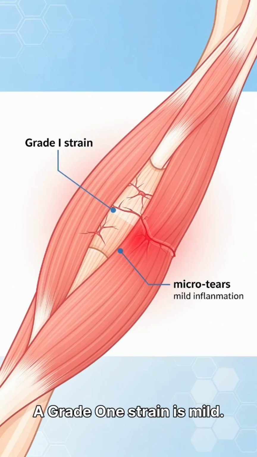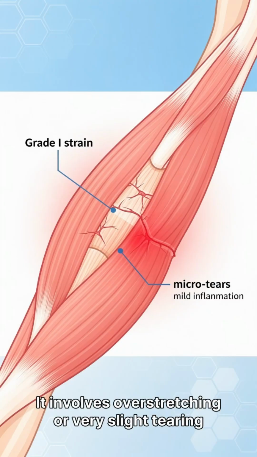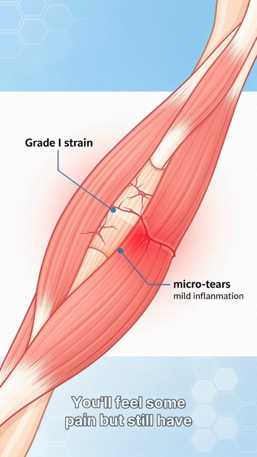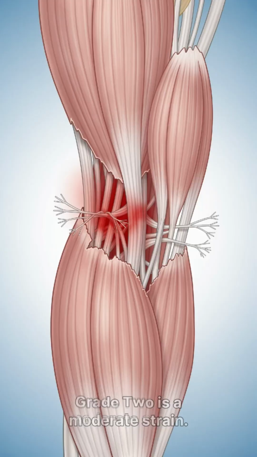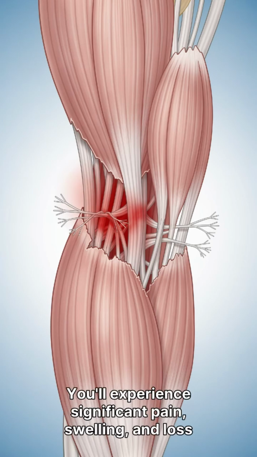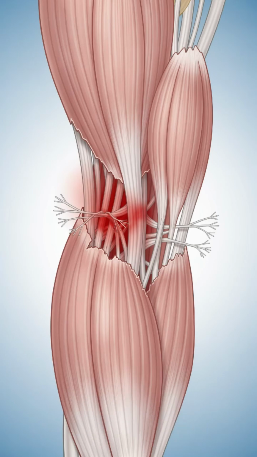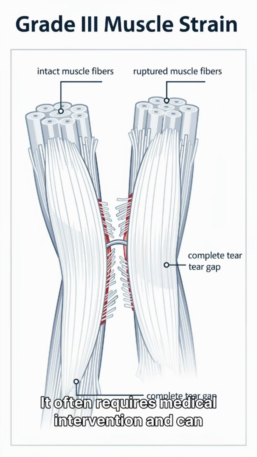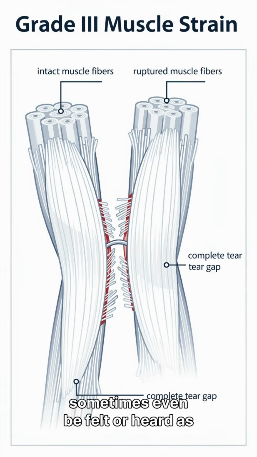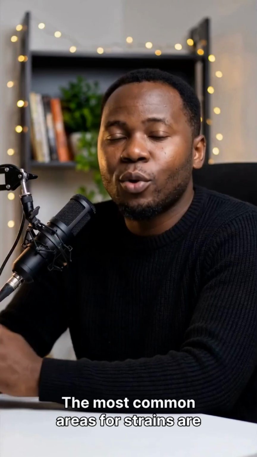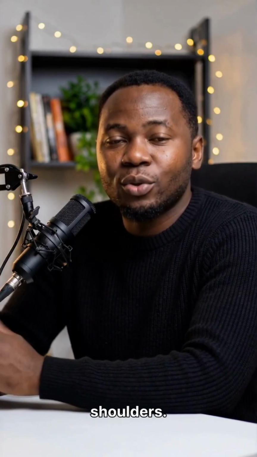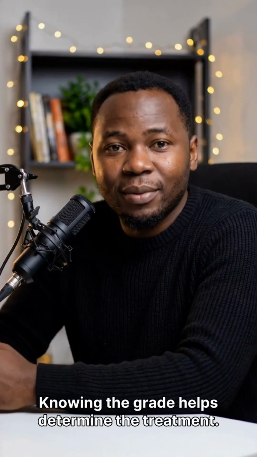A grade 1 strain is mild. It involves overstretching or very slight tearing of the muscle fibers. You'll feel some pain but still have strength. Grade 2 is a moderate strain. This is a partial tear of the muscle or tendon. You'll experience significant pain, swelling, and loss of strength. Grade 3 is severe. This is a complete rupture or tear. It often requires medical intervention and can sometimes even be felt or heard as a pop. The most common areas for strains are the hamstrings, the lower back, and the shoulders. Knowing the grade helps determine the treatment.